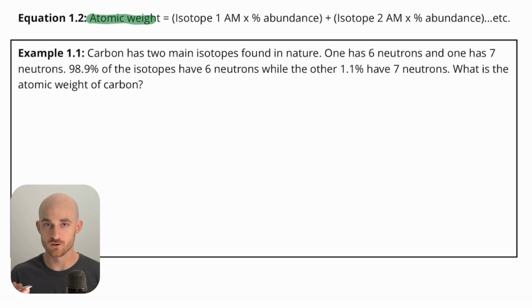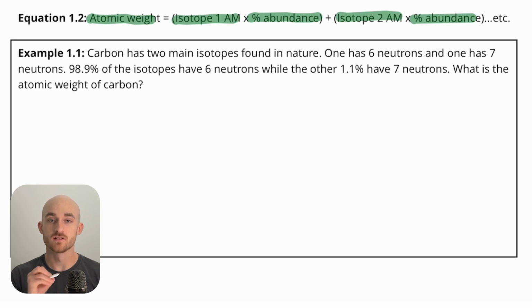The way that we can calculate that number is to take the atomic mass of each isotope, multiply it by the percent abundance of that isotope, and then do that for every isotope of that particular element, and then add those values together. The percent abundance of an isotope tells you what percent of all of the atoms of that particular element are that isotope. So for example, carbon-12 is one isotope of carbon. It has a percent abundance of 98.9%, which means out of all carbon atoms, 98.9% of them are carbon-12.